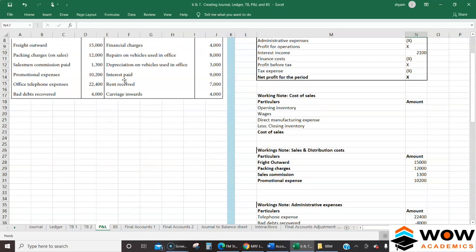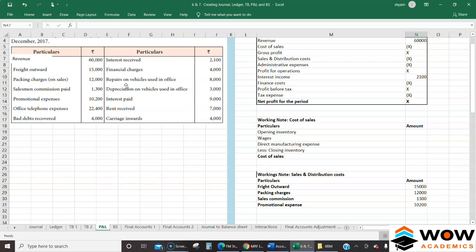So next one is rent received. Okay, rent received is a non-operating income. Okay, so is there any non-operating income? Yes, interest income is there. So if you want, we can add rent received with that. Interest and rent income. So put together we'll add and we'll show it as 9,100 here. Or else we have to open a different working note.